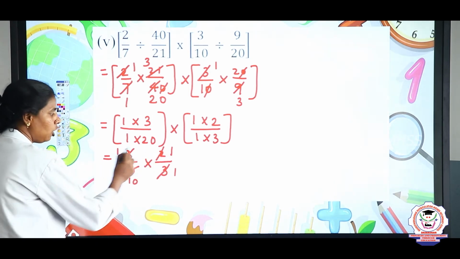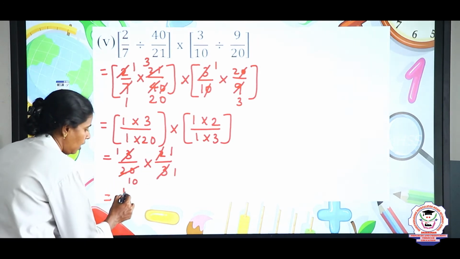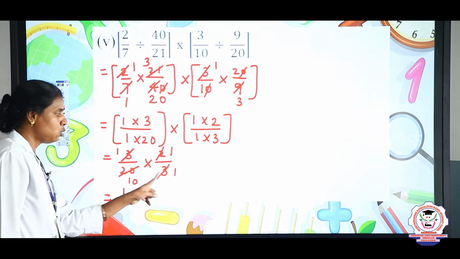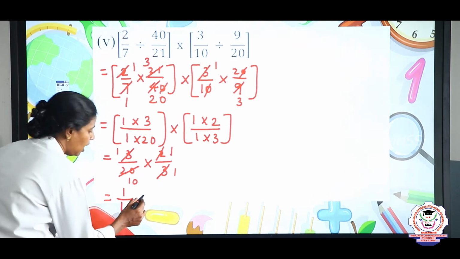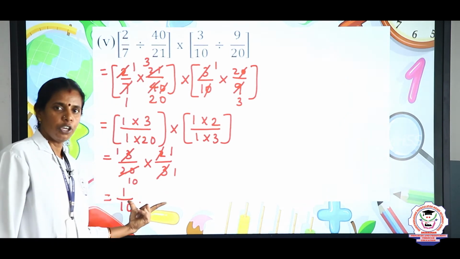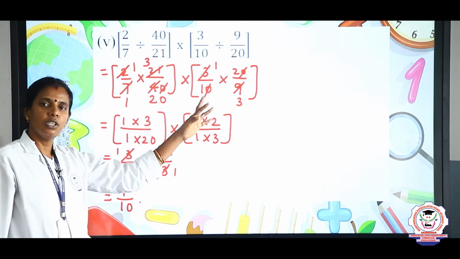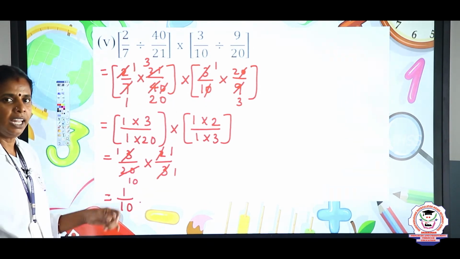So now multiply the numerator. 1 into 1. What is 1 ones? 1 by 10 into 1, that is 10 ones are 10. 10 ones are 10. So the answer is 1 by 10. So is it clear for you? When division and multiplication together are given, how to solve, and the answer we got is 1 by 10.